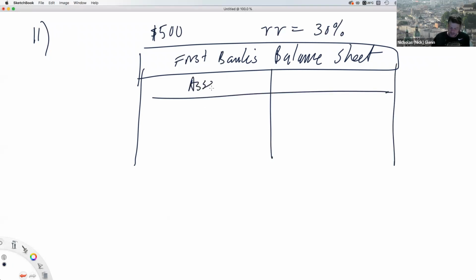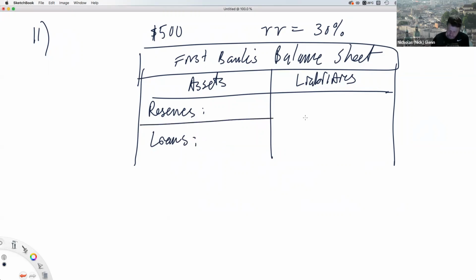So on the left-hand side is their assets. On the right-hand side is their liabilities. What can be their assets, reserves, or loans? They're either going to hold it on hand at the bank as reserves, or they're going to loan it out. What about liabilities? The only thing we have here is deposits. We're not going to look at bonds. We're not going to have any capital on these problems.